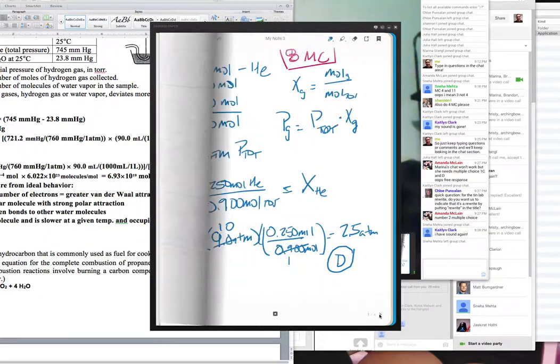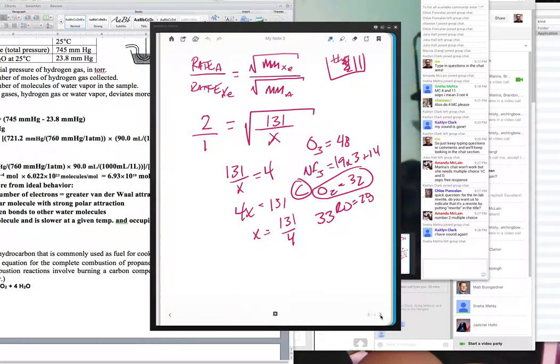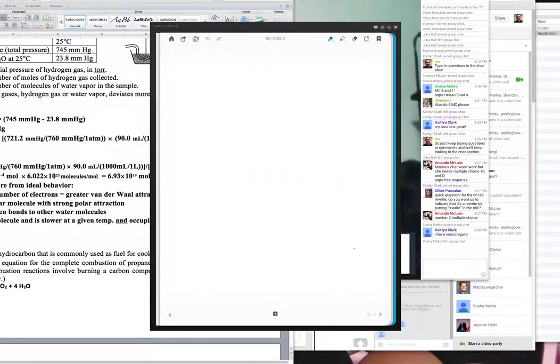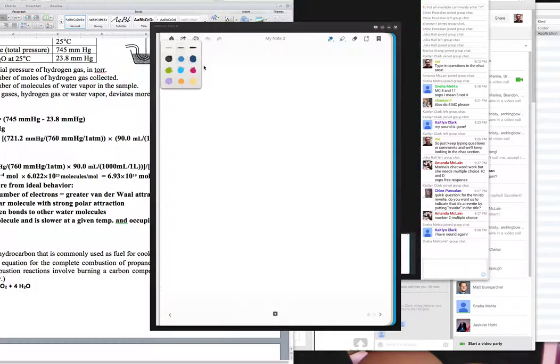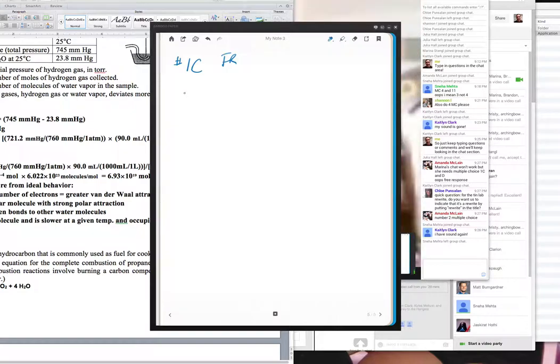Let's take a look at what 1C would be. Okay. So this is number 1C in the free response. The question was, calculate the number of molecules of water vapor in the sample. Well, they told you what the vapor pressure was. There's a table at the top, and they said that, actually, let me erase that for a second.